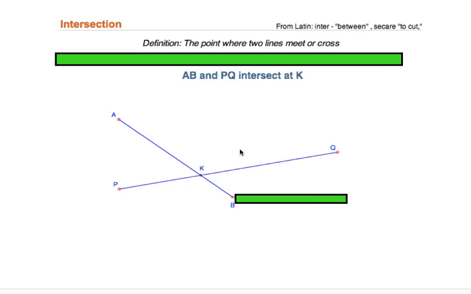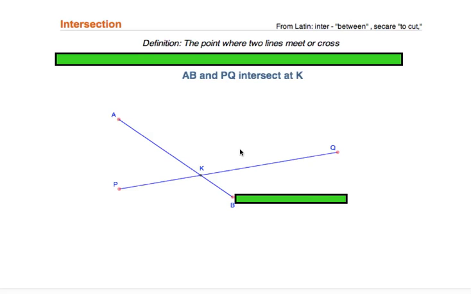Today's lesson is about intersecting lines and rays. An intersection comes from the Latin word inter, which means between, and the second part means to cut. So, between, cut. The definition of an intersection is the point where two lines meet or cross.